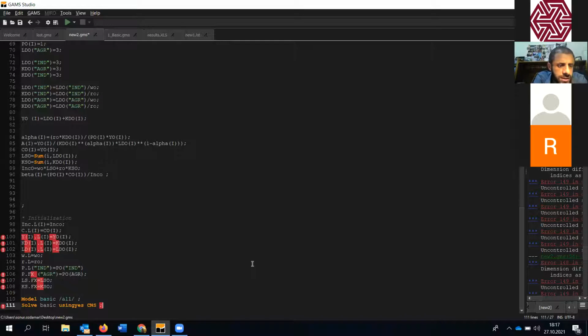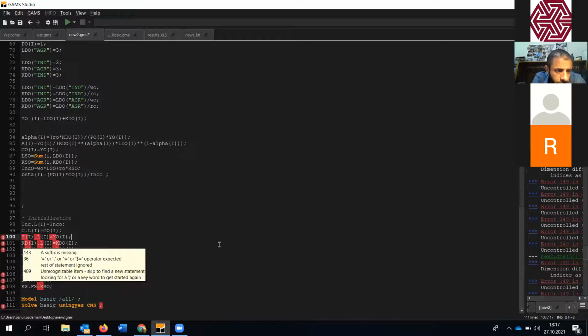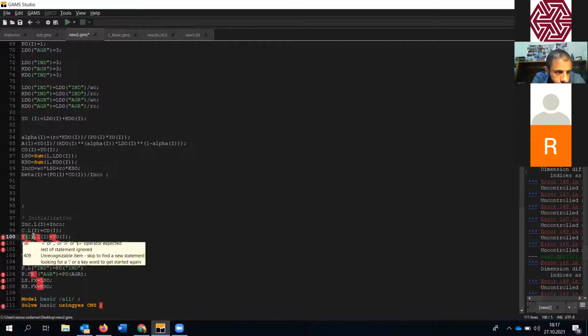Here for the initialization, as we said, all the indices of I have to be added after the level suffix. So this means that the bracket I after Y, the bracket I after KD, all this has to be removed because we already added the bracket I after L. Yes.